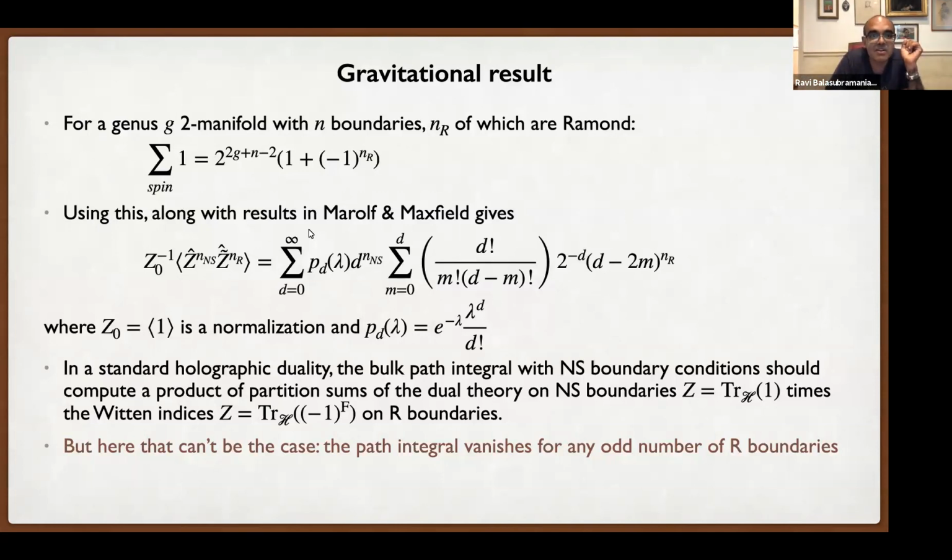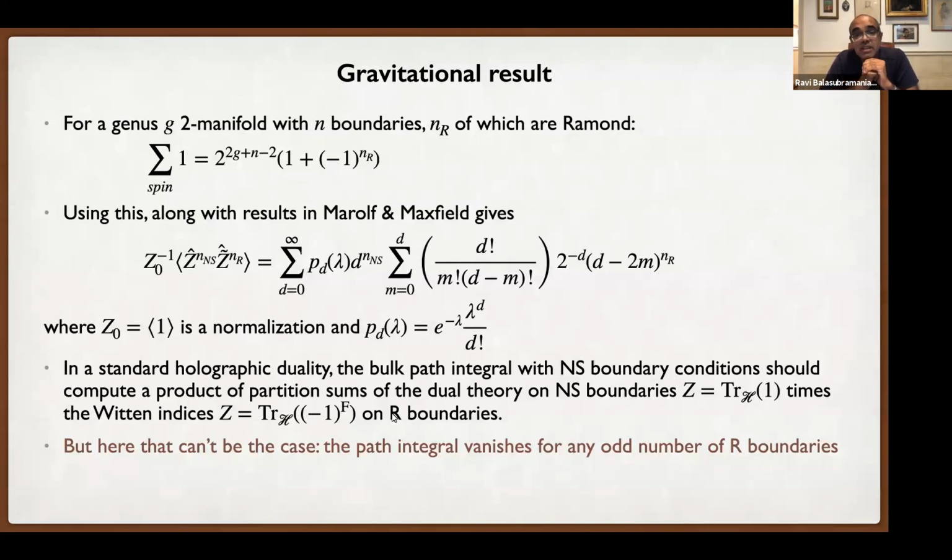Now, if this answer for the bulk gravitational path integral had a standard interpretation in terms of holography, it would be interpreted in the boundary theory as a product of partition sums, where you have the trace of one on the NS boundaries, and you have the trace of (-1)^F, Witten indices, on the Ramond boundaries, and you multiply up the partition sums and Witten indices on the NS and Ramond boundaries. That would be the standard interpretation of this path integral, were you to follow your nose in the usual way to get a dual interpretation of this bulk gravity path integral.